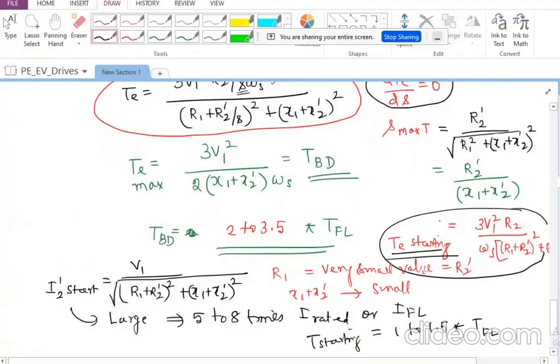We will look at the speed control of a three-phase induction motor in the next class. Then we will venture into synchronous motor drive.